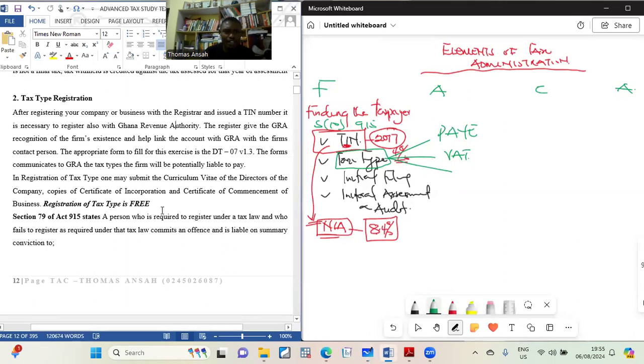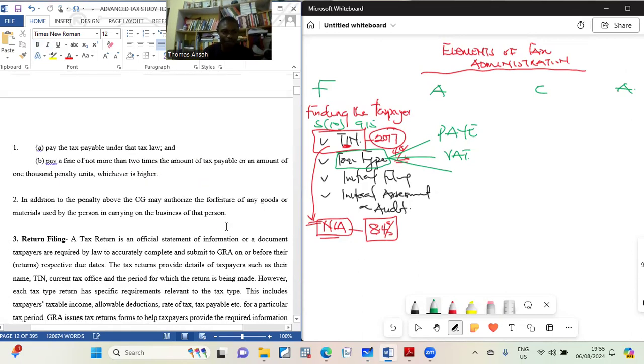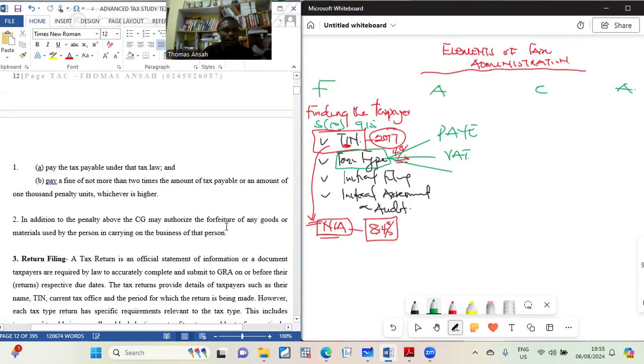So now you register your tax type. Your tax type registration is actually free. Like you saw, I can just register. It's just free. And it is according to section 79 of the Revenue Administration Act 915. Because if you fail to register your tax type, what is going to happen to you is that you will pay a fine of not more than 2 times the amount of taxes you should have paid, or an amount of 1,000 penalty units.